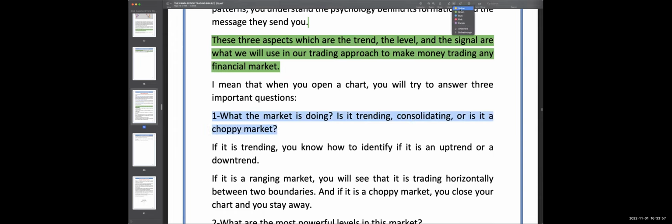I don't know why this color keeps going to blue. Let's see. Okay.